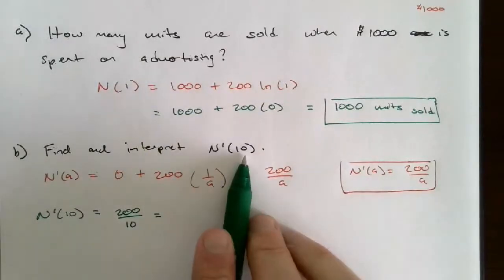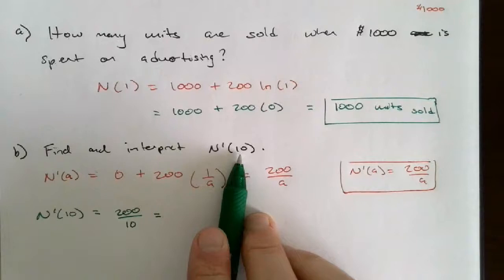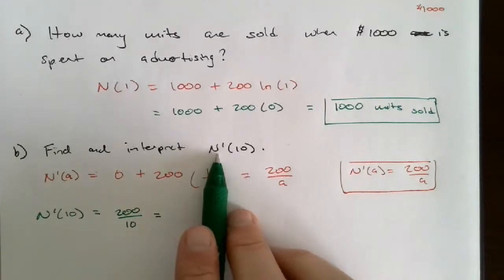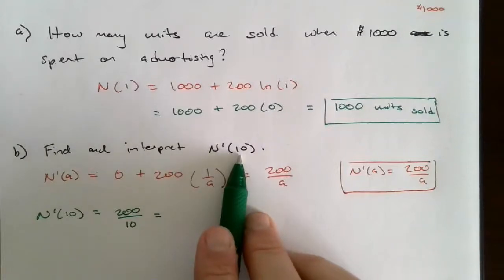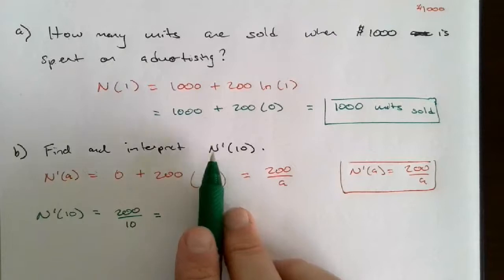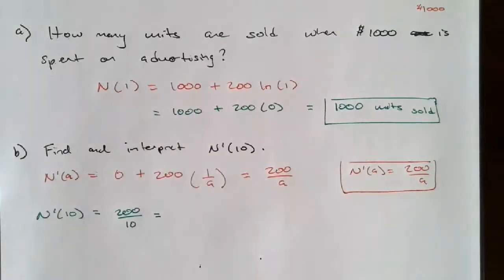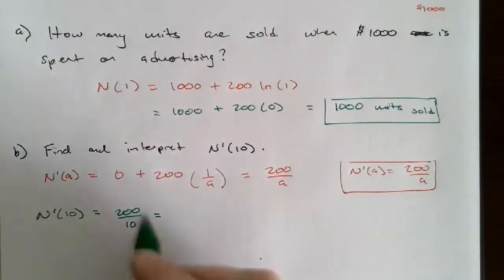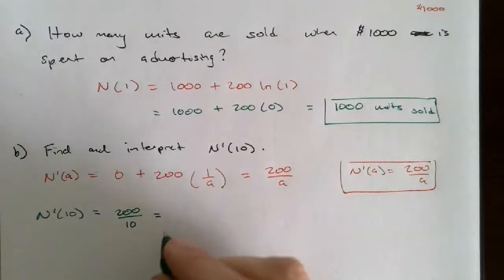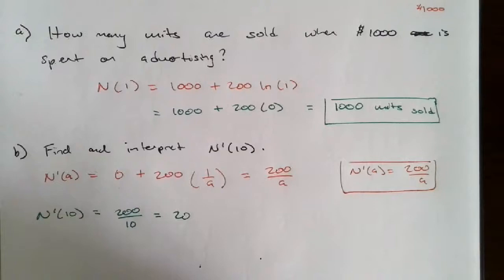And keep in mind what this 10 means, right? It's 10 what? A is in thousands of dollars. So it's really saying the rate of change, right? That's what n prime is telling us. When $10,000 is spent on advertising, it's the rate of change on the number of units sold. So we have 200 divided by 10, which ends up giving us 20. Right? And what are the units on this?